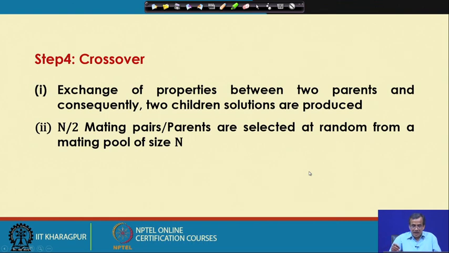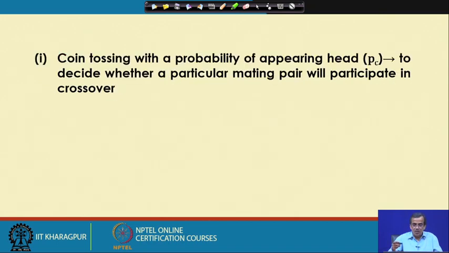Now, once you have selected this particular mating pair, I can go for the crossover operator, and using this crossover operator I can find out the children solutions. Now, how do we implement the crossover probability, like how to decide whether a particular mating pair is going to participate in crossover or not?